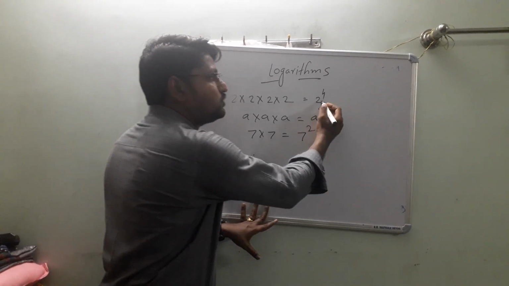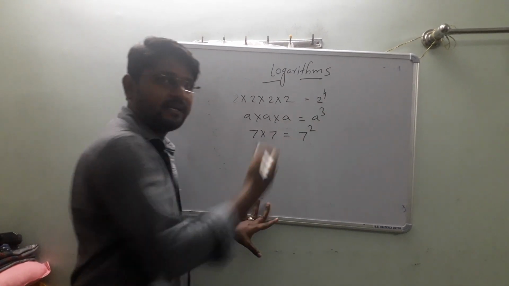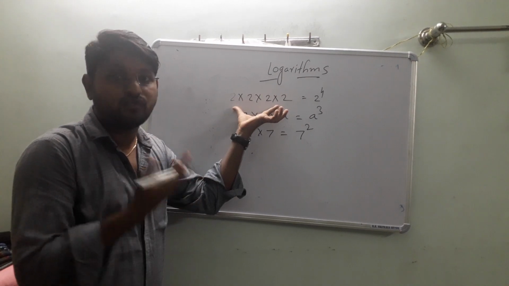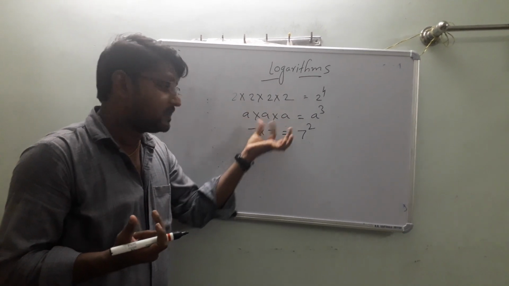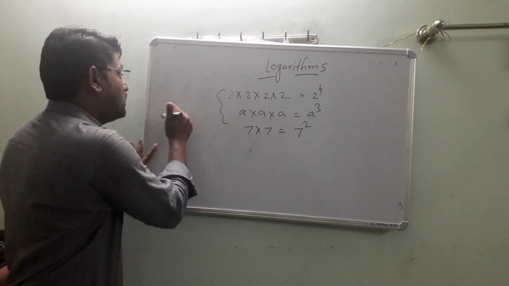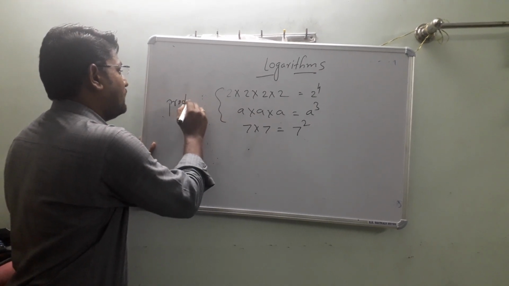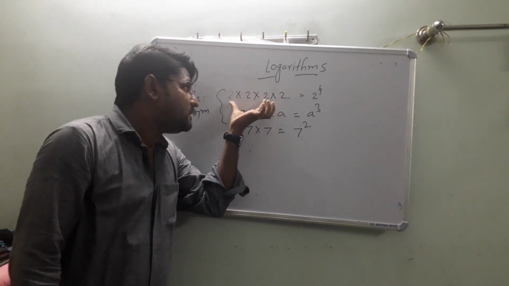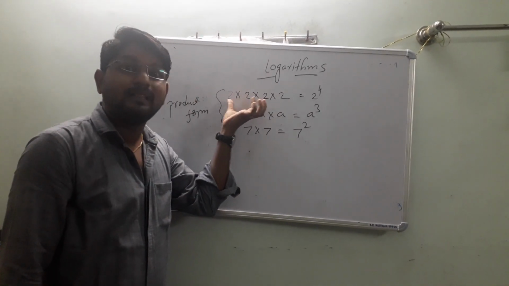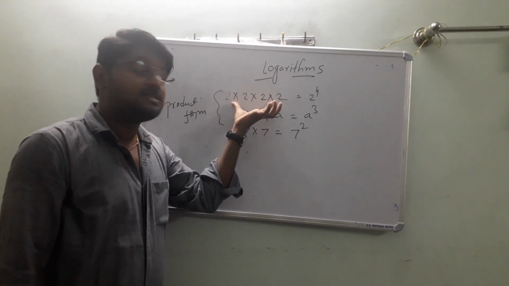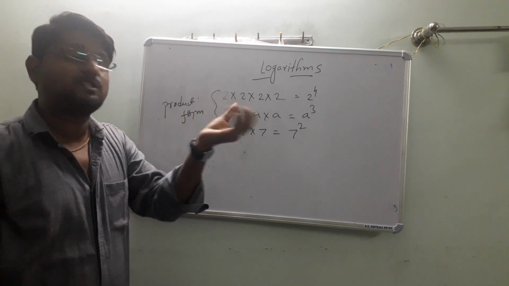So we have to observe 2 power 4, a cube and 7 square on the right side and the left side. The product of 2 written 4 times, the product of a number with itself. So the left side is called product form. Because I am using the multiplication symbol between the 2 numbers, the number is always extending. This is called product form or expanding form.